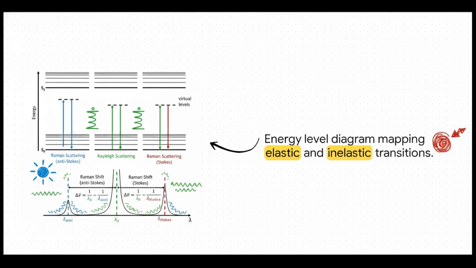But over on the right, the red arrows show a molecule gaining energy from the photon and resting at a higher vibrational level. Because the molecule kind of stole some energy, it emits a lower energy photon, which we know as Stokes scattering. On the left, the blue arrows show the exact opposite. A previously excited molecule actually loses energy, donating it to the photon, and emitting a higher energy anti-Stokes photon.